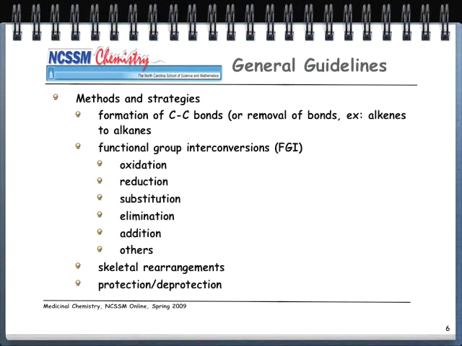There are also times, and the book talks about this in one of the early chapters, something called protection or deprotection. Let's say, for example, I have 2 carbons in a molecule, and one of those carbons, I want to do something to it. I want to oxidize it or reduce it. I want to substitute something onto that carbon. I want to eliminate something on that carbon. I want to add something on that carbon.